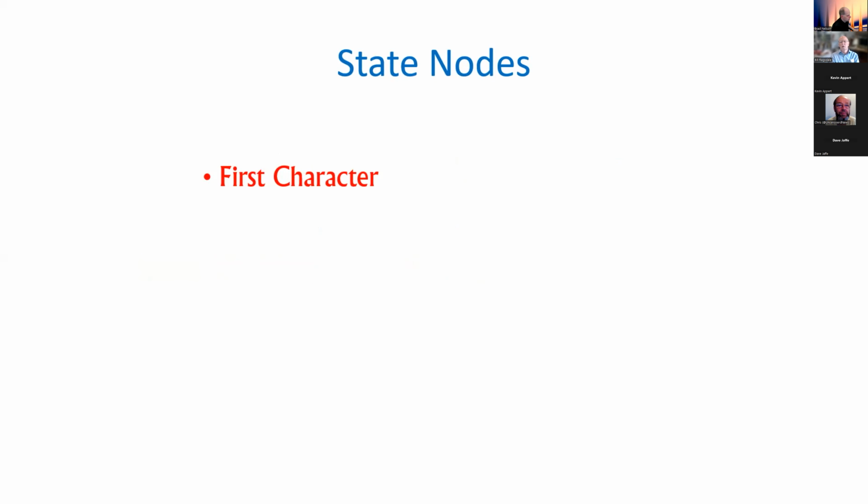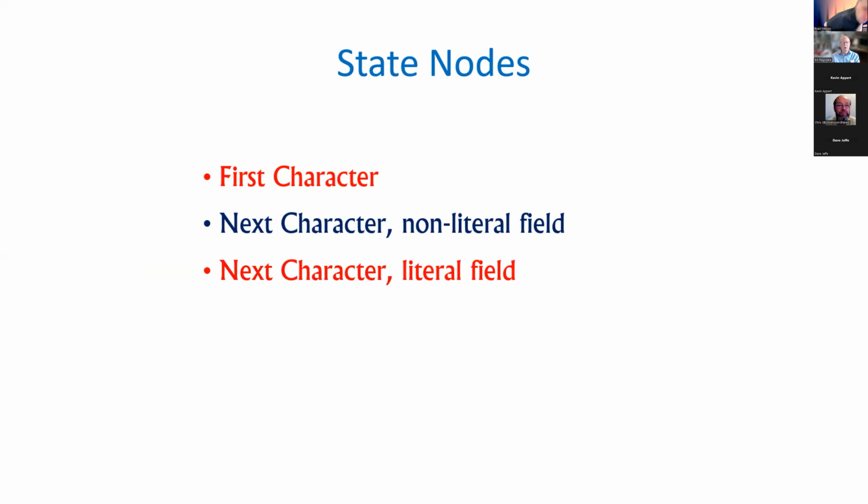The nodes of each state: one is the first character of the string, which is most important. Then any subsequent characters that are in a non-literal field, the subsequent characters that are in a literal field, and then there's an exception case of finding a quote in a literal field, which means a double quote.